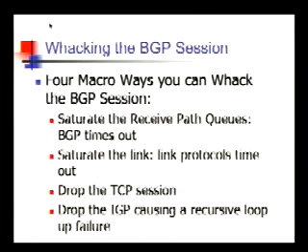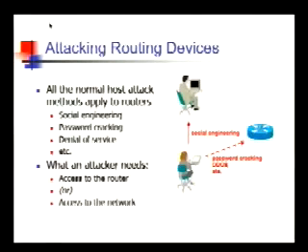Or if we can affect the IGP and cause the IGP to drop, at that point we cause a recursive routing lookup failure, and BGP won't work either for iBGP. So all the normal attack vectors that people use to attack computers apply to routers. I mean, routers are, after all, computers, right? They're special purpose computers running a special purpose operating system, but they're computers.